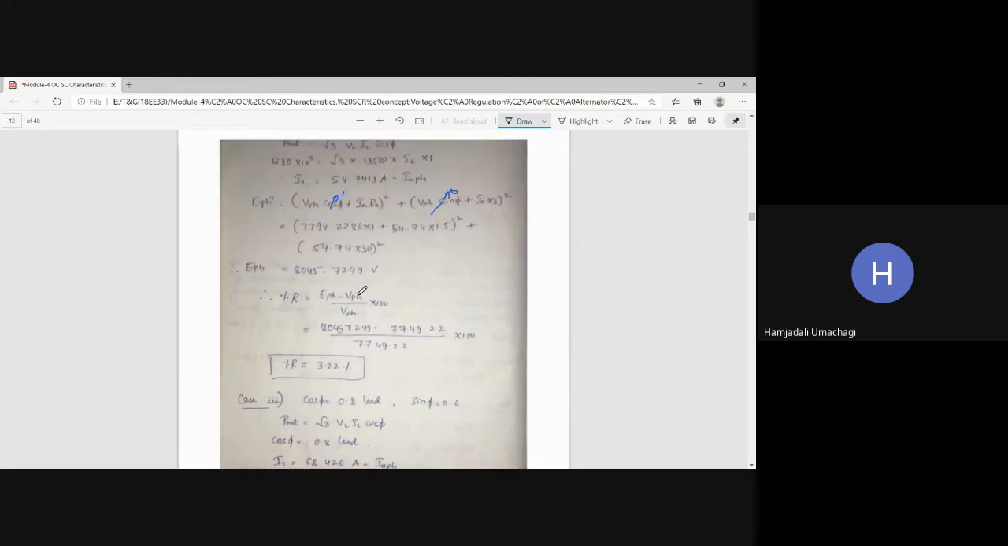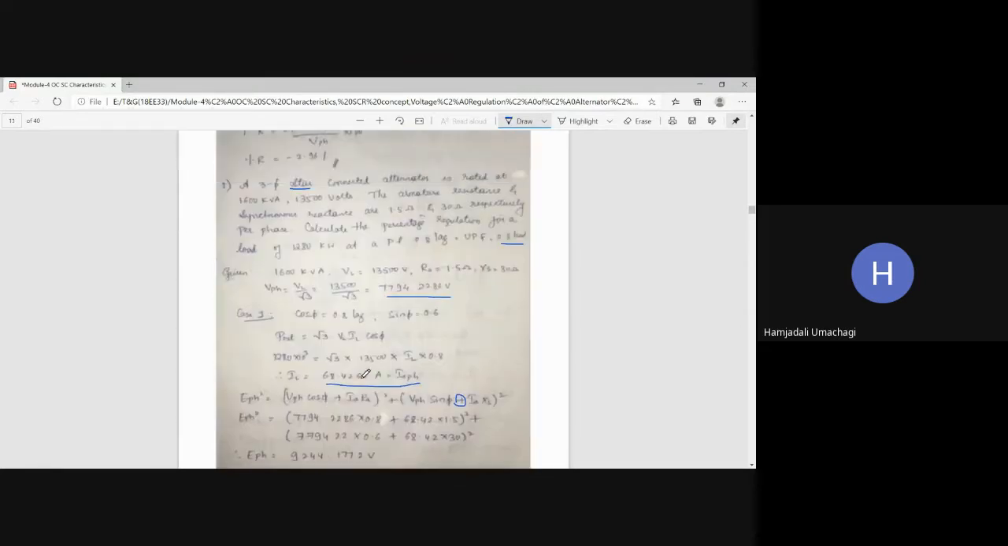If cos phi is 0.8, then sin phi will be 0.6. Now once again you calculate the things. P out is equal to root 3 VL IL cos phi. Already we have calculated the IL value for case number 1. For case number 1, all are the same values. P out is the same, root 3 VL IL cos phi. There also cos phi is 0.8 lag. Now here it is 0.8 lead. No changes in the sign here, so directly we will take that value only.